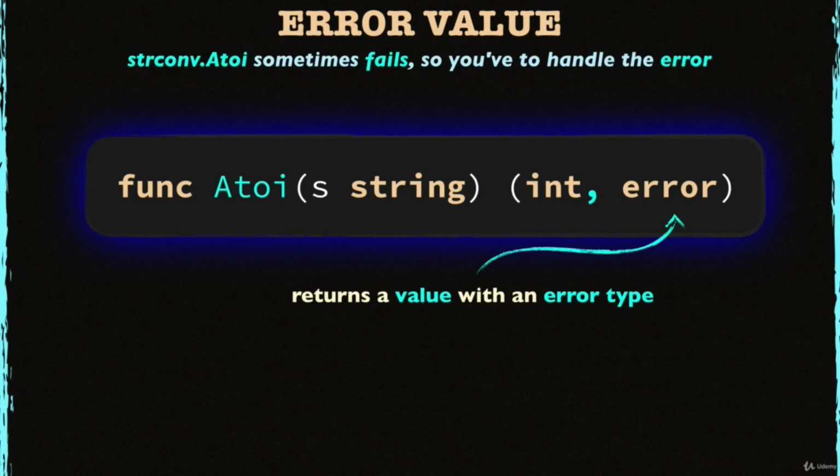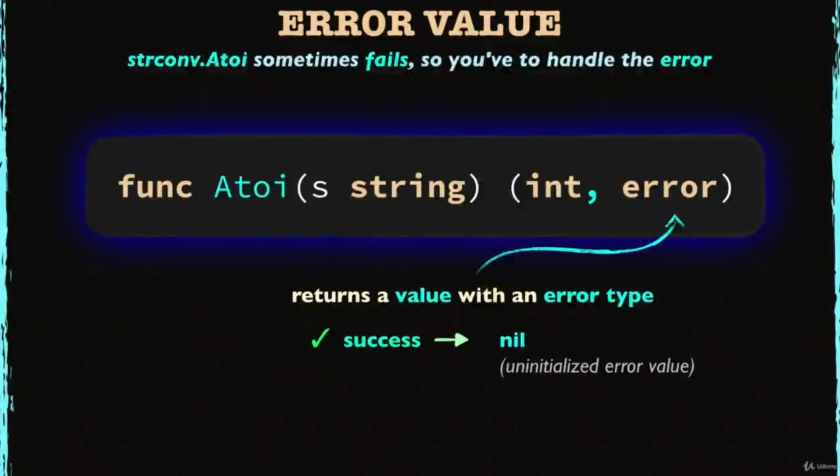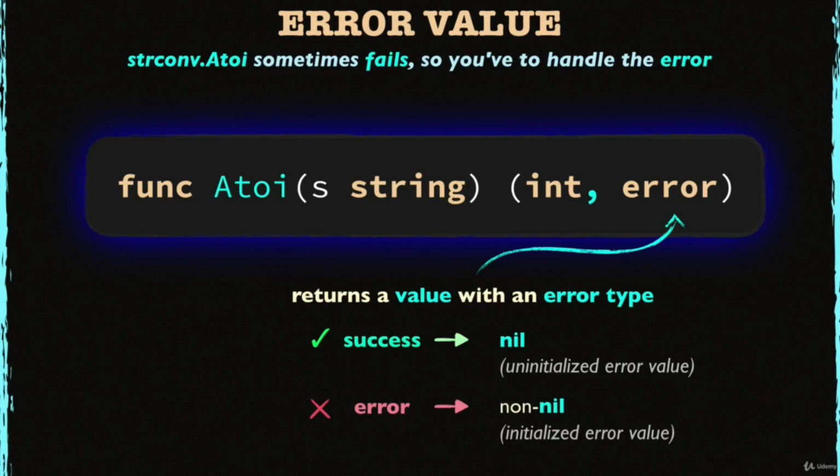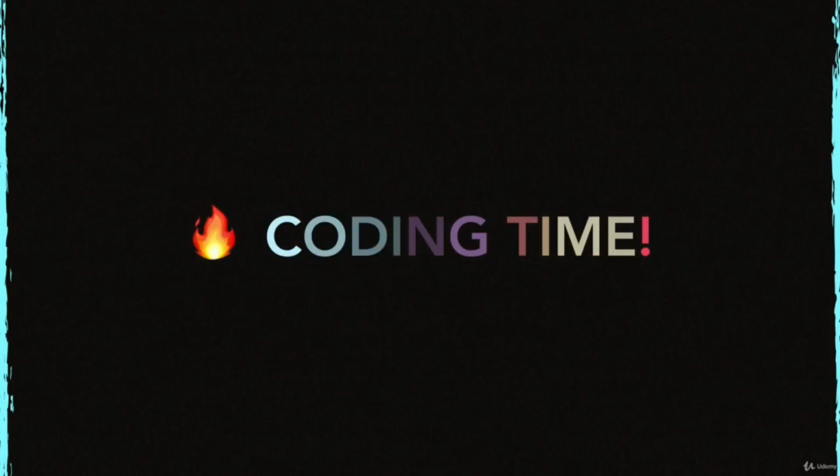Okay, now let's take a look at its error value. When it returns a nil error value, it means that the function is successful. So you can use the converted int value, okay? Otherwise, when it returns a non-nil error value, it means that the conversion has failed and it couldn't convert the passed value to an integer. Let me show you this function in the coding editor as an example, so you can understand it better.